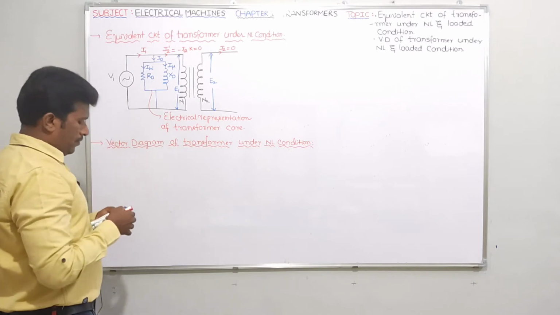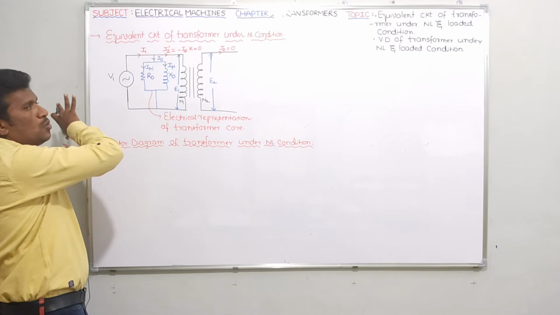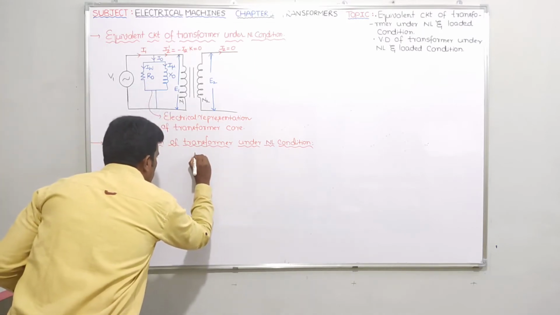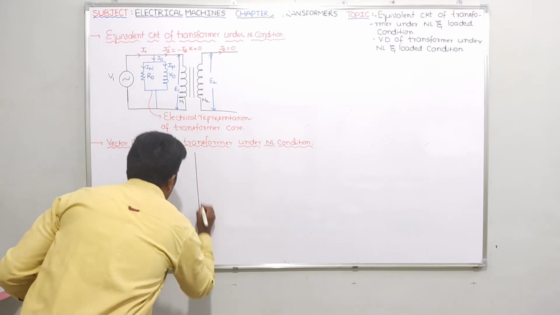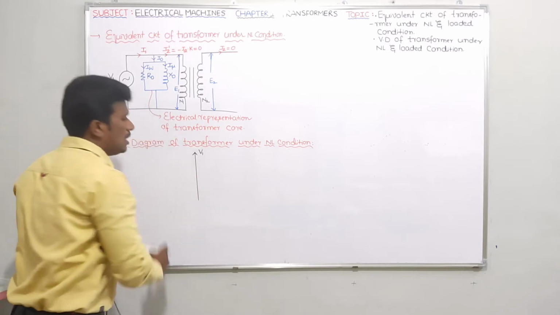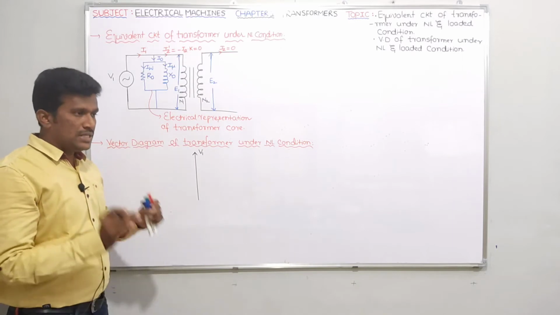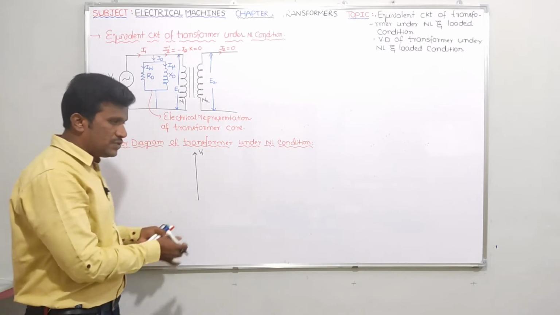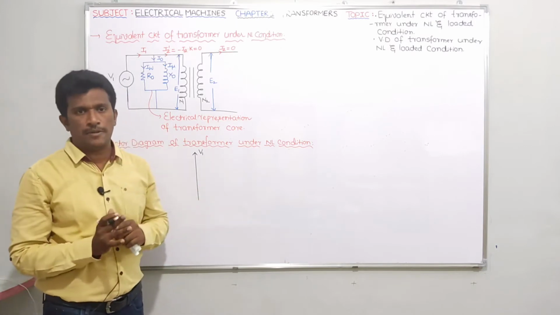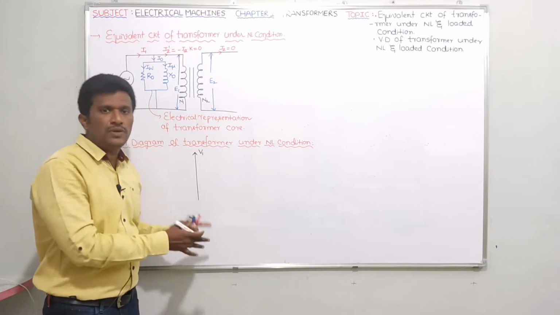Now let me draw a vector diagram. Initially, you connected a time variant voltage source to the primary winding of the transformer. Let me take V1 as the time variant voltage source connected to the transformer. Please, the previous video is very important for understanding this lecture, because I gave the angles between different vectors in the previous video only.